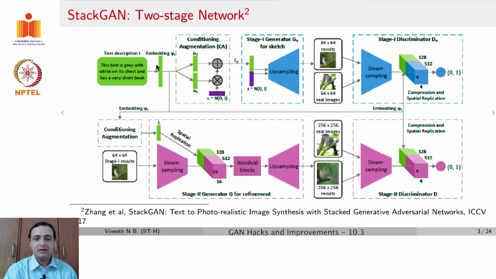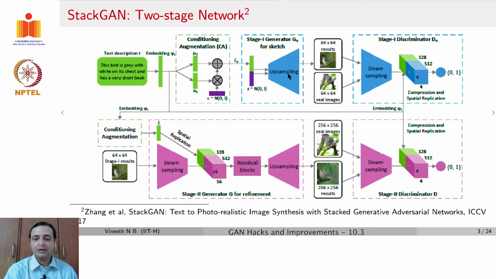And this embedding is then added to the standard Gaussian noise that's given to a GAN. So you can see that you get a mean and standard deviation from this embedding. And this mean and standard deviation is used to obtain a sample. And that sample is concatenated with a sample from the standard normal. So that becomes the entire input to the first stage generator.